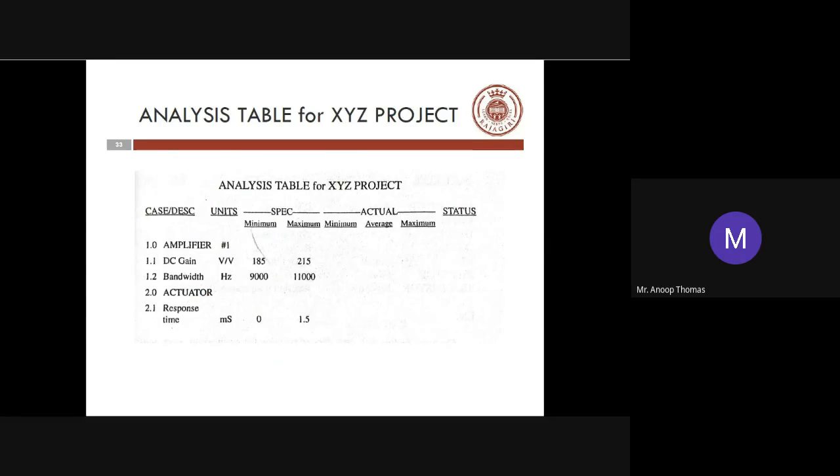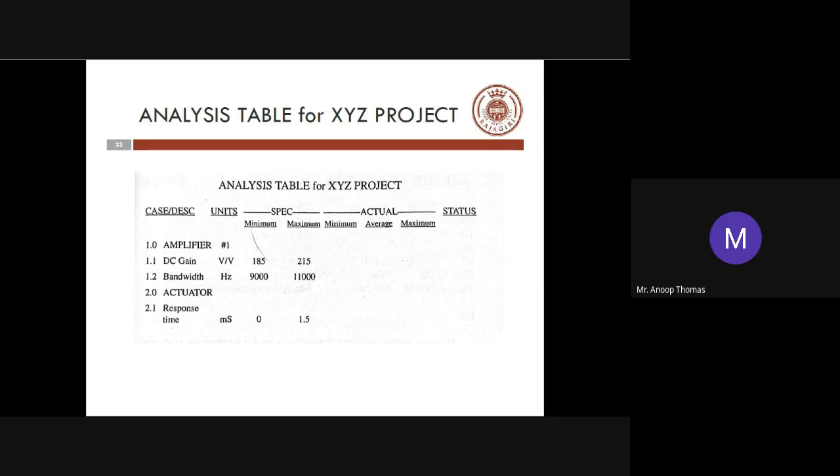So this is an example of an XYZ project. These are the cases which are being defined. So you have different components, different points, or different parameters of analysis. Amplifier is an analysis element or a case. DC gain is a particular case. Bandwidth, actuator, response time. These are the different points or parameters or certain technical terms on which we are doing the analysis.